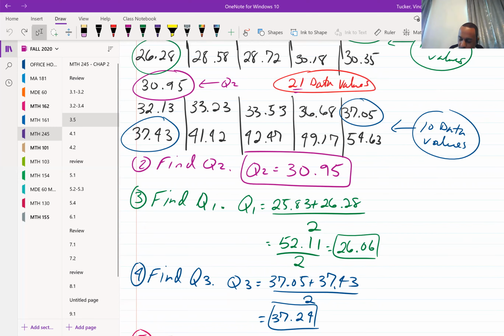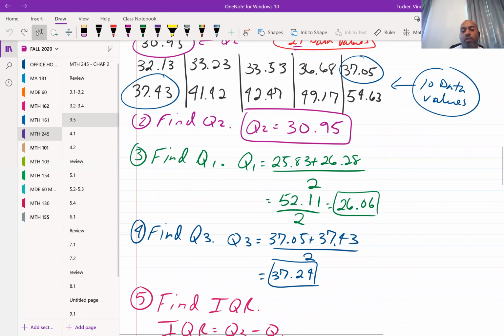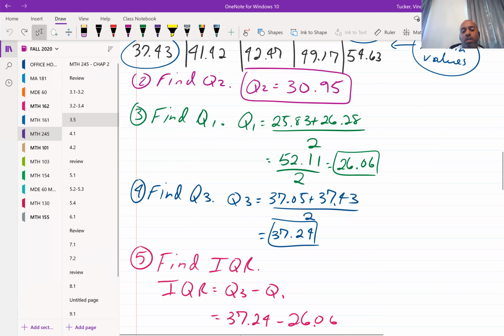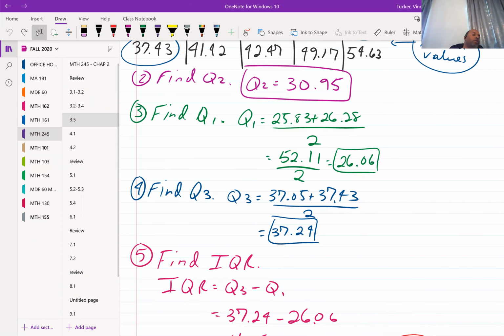All right, any questions? So we now have Q1, Q2, and Q3. We can now find the IQR, Q3 minus Q1.